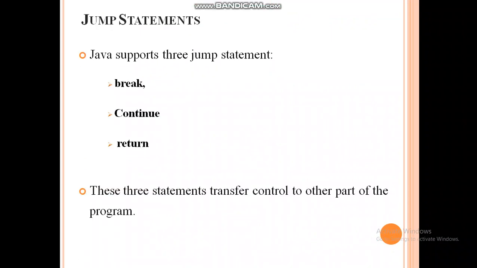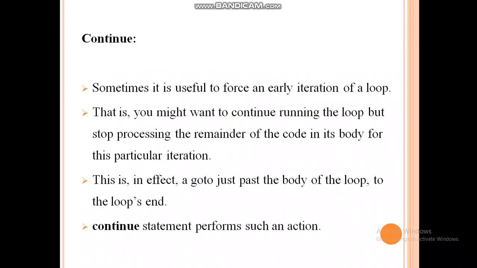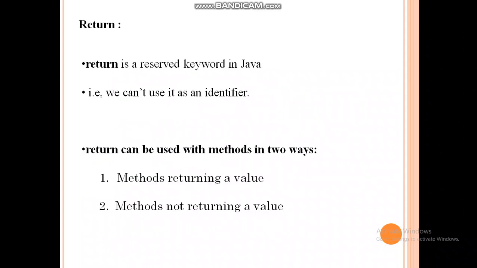Next we see jump statements. There are three jump statements: break, continue, return. The break statement is used to exit a loop or to terminate a sequence of a switch statement. Continue: sometimes we have to forcefully go to an early iteration of a loop, skipping the rest of the body of the loop up to the loop's end. The continue statement performs such an action. Return is a reserved keyword in Java. It can be used in two ways: it can return a value or not return a value.